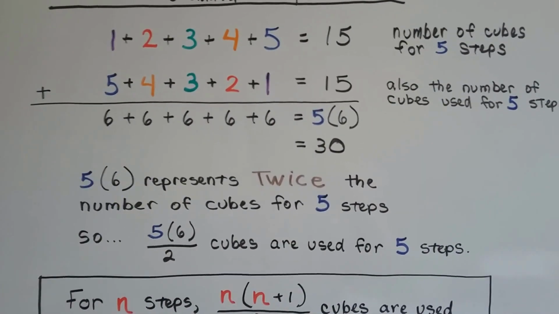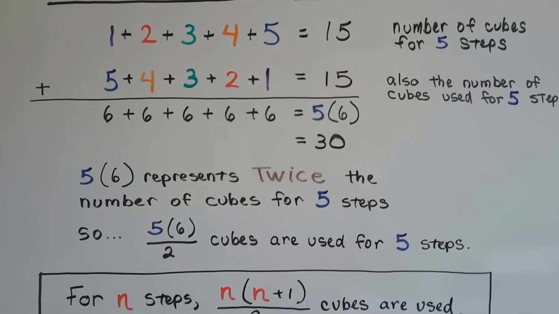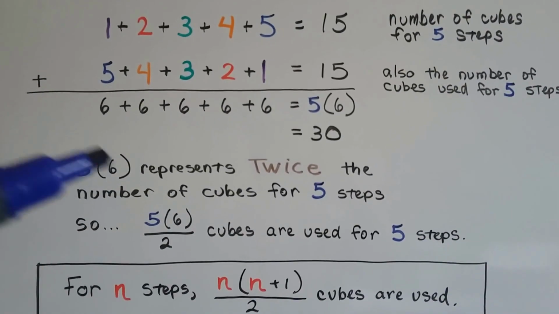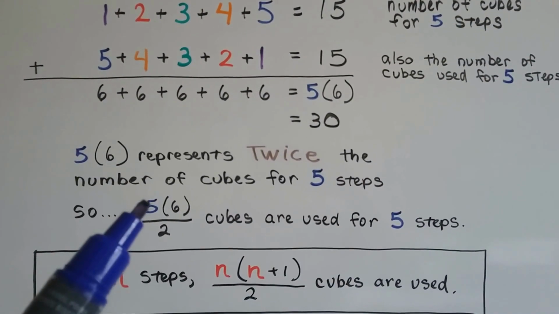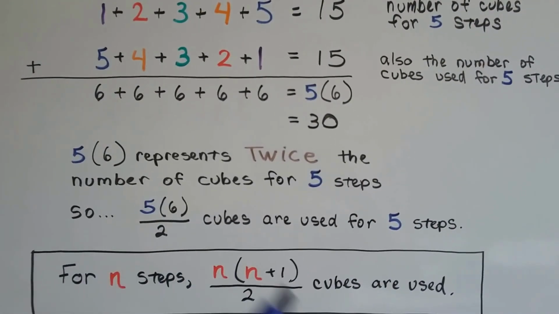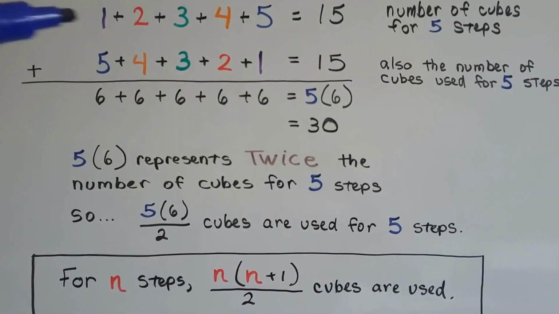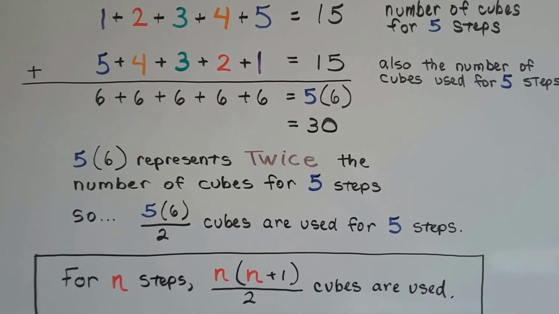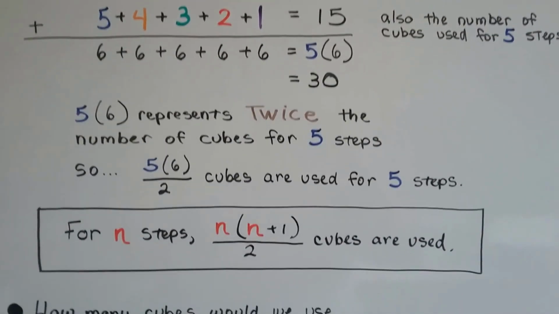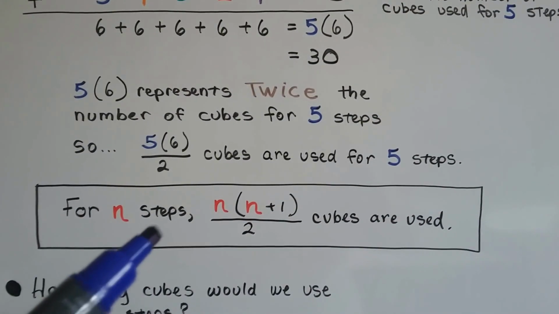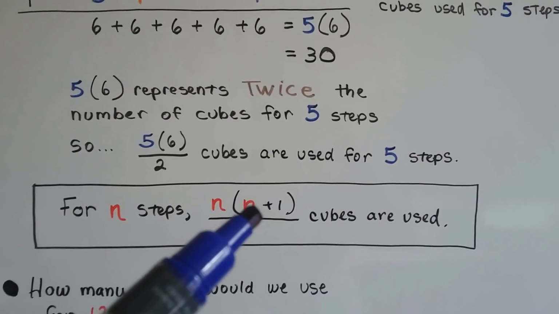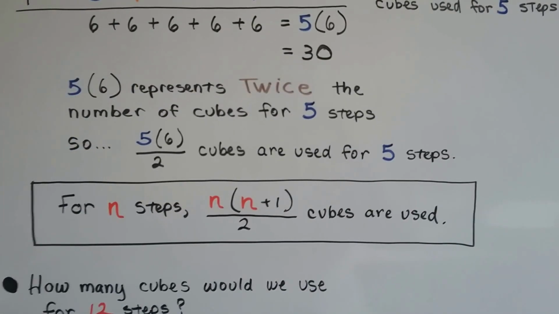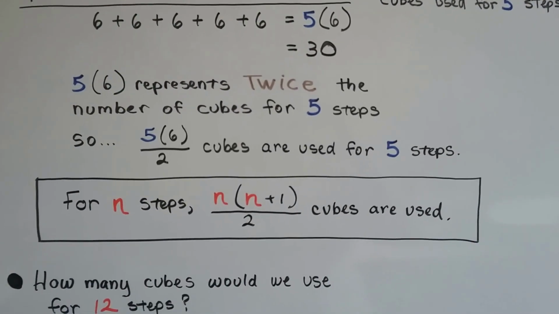That 5 times 6 represents twice the number of cubes for 5 steps. We just took the 5 steps and did 5 plus 1 to get the 6. So 5 times 6 over 2 cubes are used for 5 steps. We can use this to find larger amounts of steps. n steps would be n times n plus 1, just like 5 was 5 times 5 plus 1. See that? And we divide it by 2.